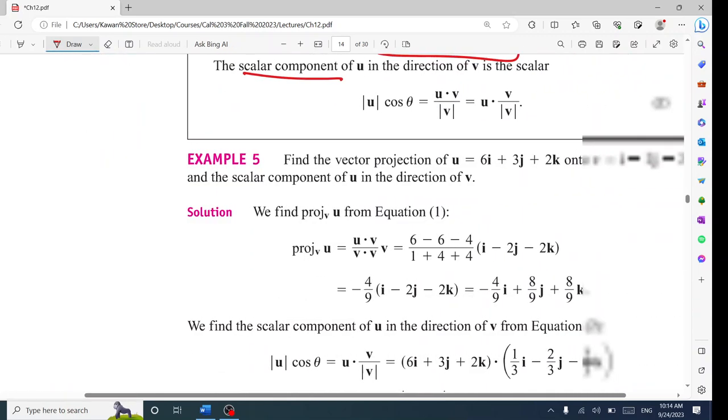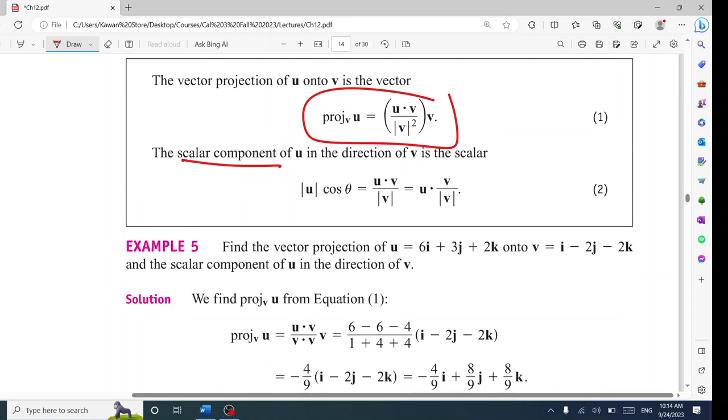To understand, for example in the queues, I'm going to ask about: find the projection of u onto v, and find the scalar component. For the scalar component, we say u cosine theta is equal to what? u dot v. Okay. To understand, let's try to solve this example together.